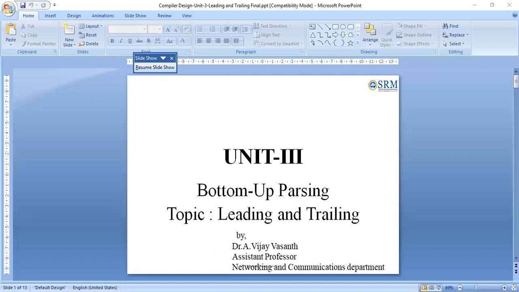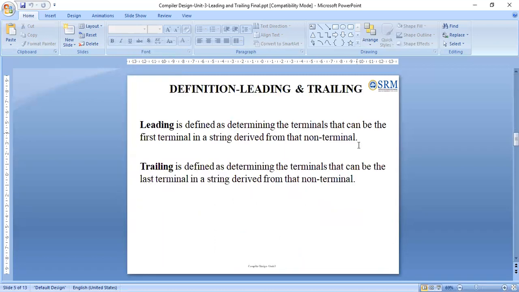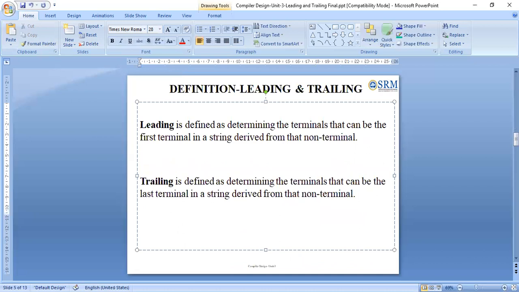Now we have to proceed with the computation of leading and trailing, which is the foremost step of the operator precedence parser. So a simple definition: leading is the determination of terminals that can be the first terminal in a given string derived from that non-terminal. So what is that string derived from the non-terminal? Let's see in detail. It is a simple concept.